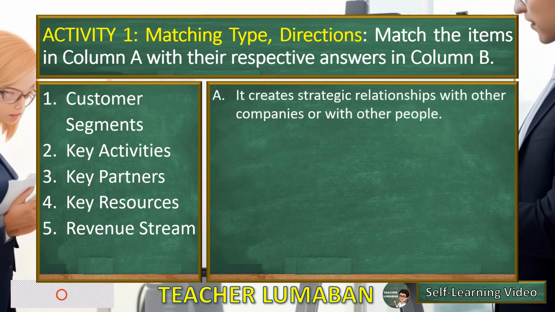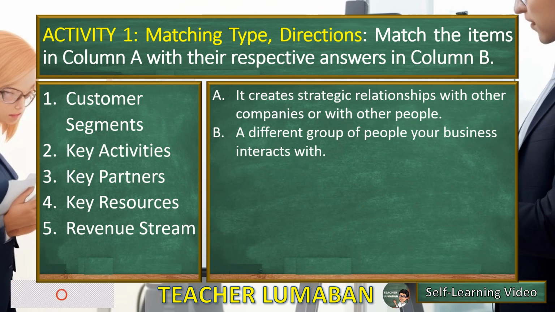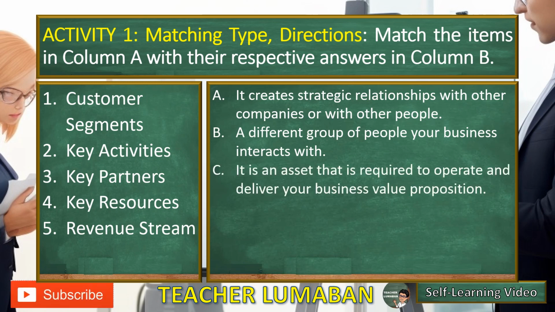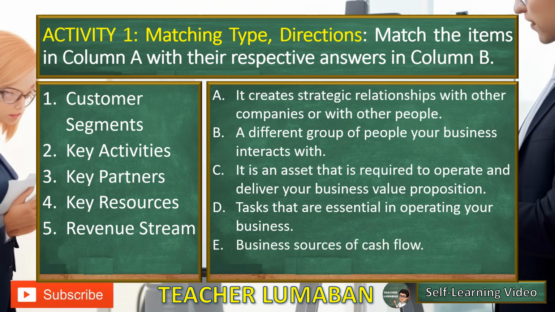Column B. A. It creates strategic relationships with other companies or with other people. B. A different group of people your business interacts with. C. It is an asset that is required to operate and deliver your business value proposition. D. Tasks that are essential in operating your business. E. Business sources of cash flow.